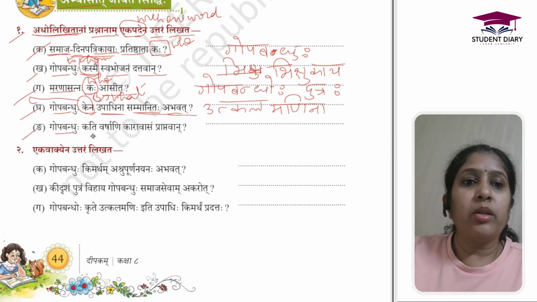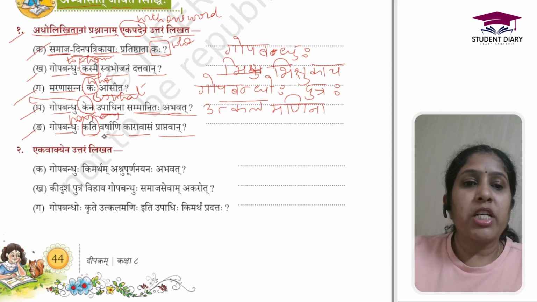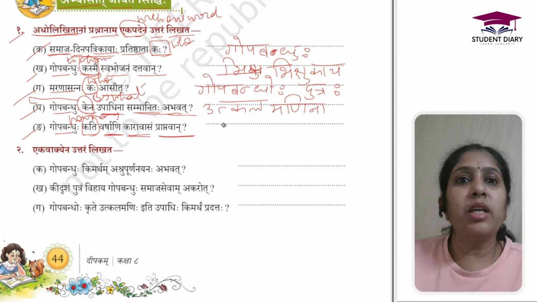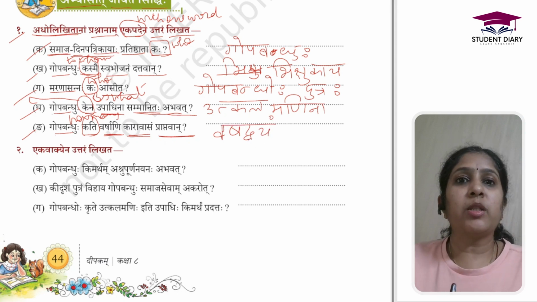Next one. Gopbandhuh Kati Varshani Karavasam Praptvan. Kati means how many, the question word. Varshani means years. Karavasam means jail. Praptvan means got. So for how many years did he get jail? For 2 years, Varshadvayam. Correct? I hope everyone has understood the first main.